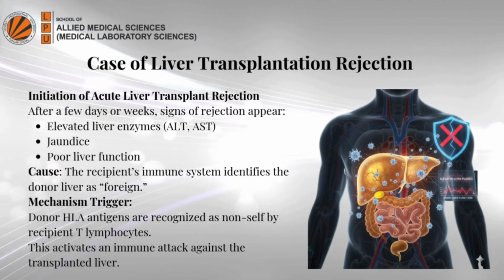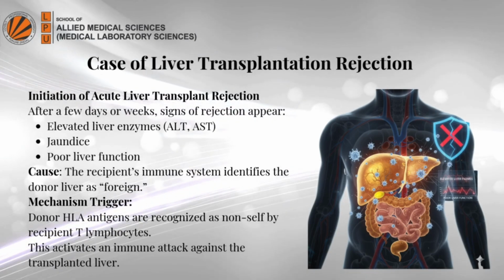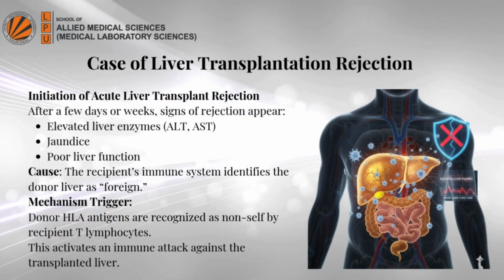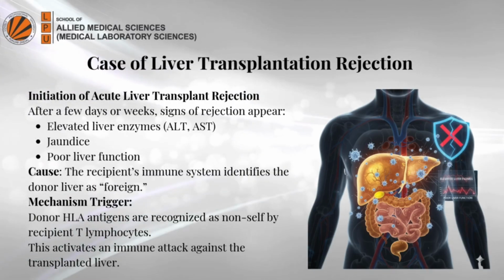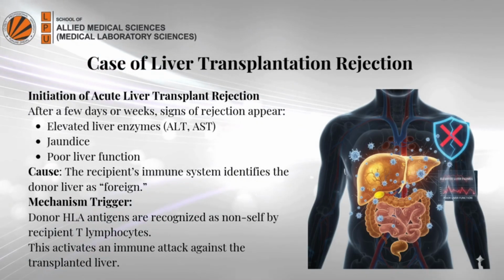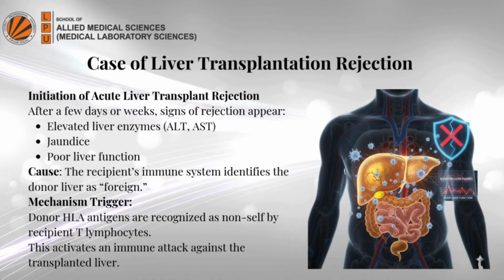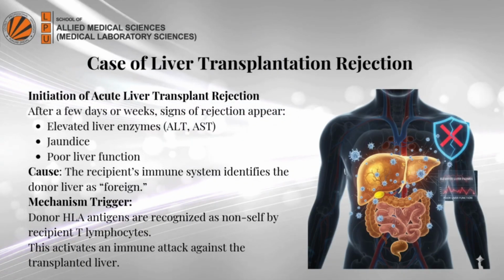In this case, the patient received a donor liver, but a few days or weeks after surgery, the liver started showing signs of rejection, such as elevated liver enzymes, jaundice, and poor liver function. This happens because the recipient's immune system identifies the donor liver as foreign and begins to attack it.